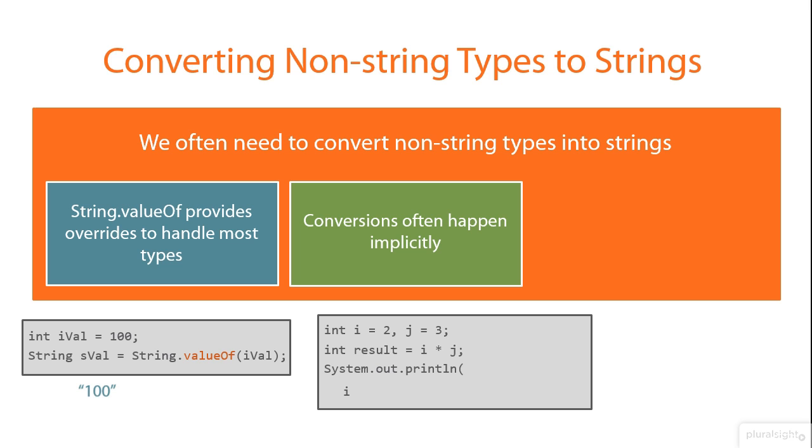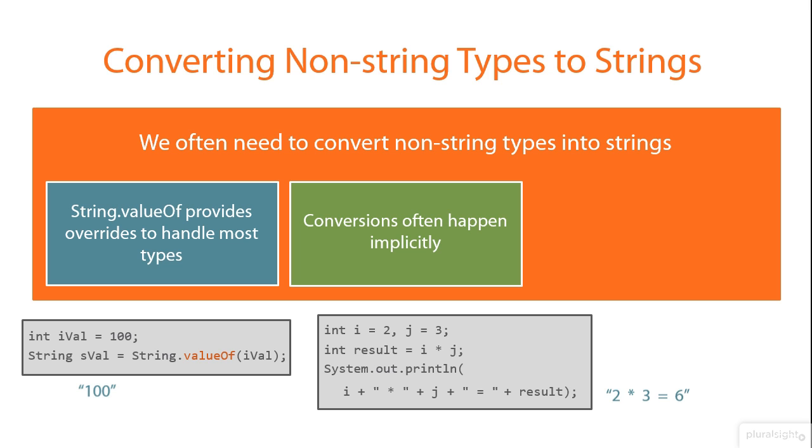So if I say i followed by plus and the string space asterisk space, when Java sees that I'm taking an integer with a plus and the other is a string, it knows that I actually want the string representation of i. So now if I go in and say plus j plus space equals space, then plus result, Java will go through and convert i, j, and result to strings for us, and then concatenate them all together so we get that complete string, "2 * 3 = 6". It builds that string together for us and took care of those conversions.